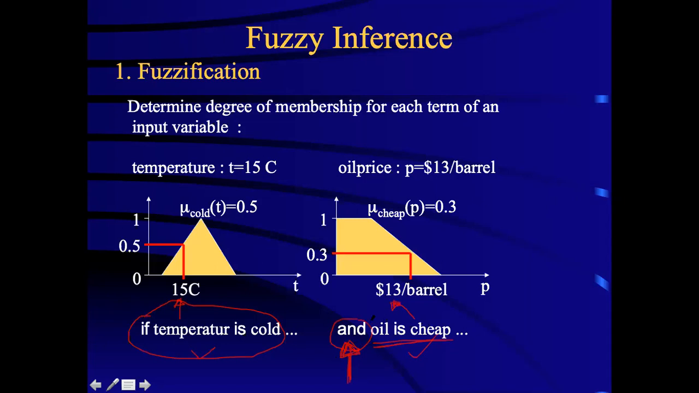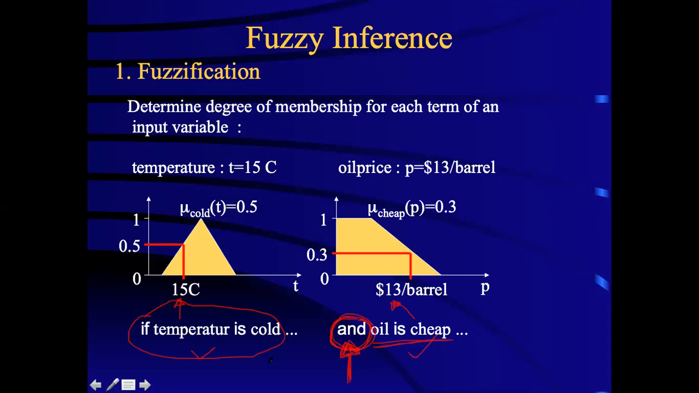So temperature and oil are related through AND. The second thing that you'll have to do after finding out the membership values of the given value of temperature and oil, after doing the fuzzification process, is to combine these inputs together. And this combination, as given in the rule, is through the AND logical operator.